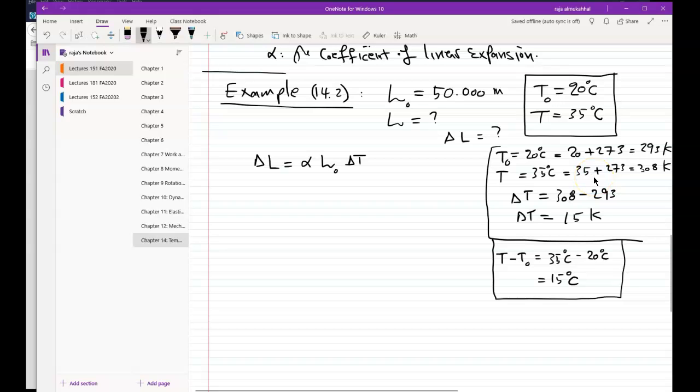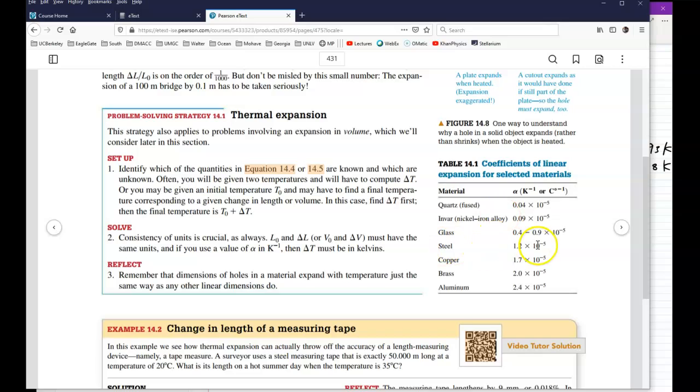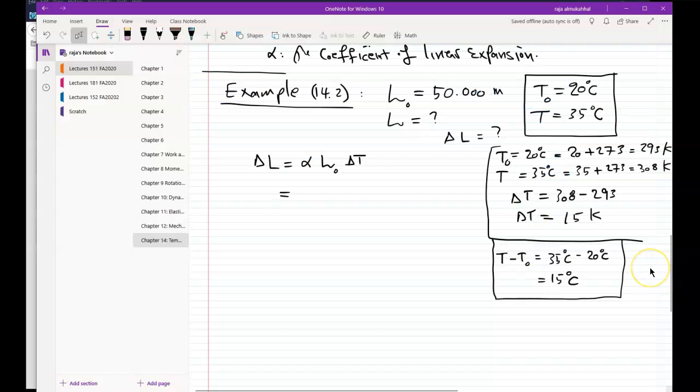It's just a little trick for you. Anyway, moving on. So I have here alpha for steel, so I go back to the book, and I look up the table, and for steel, it is 1.2 times 10 to the negative 5. So I just plug it in. So I have here 1.2 times 10 to the negative 5, multiplied by the original length, which is 50, right? I can put those significant 3 zeros if I want to, times delta T, which is 15 Kelvin.